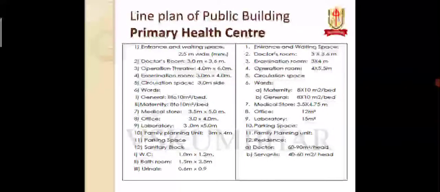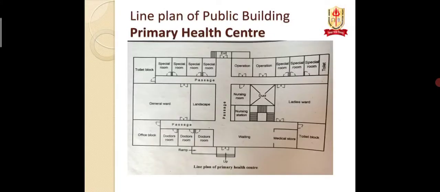The next one is a primary health center. In the primary health center, what we require: the entrance, waiting space, doctor's room, operation theaters, examination room, circulation space, wards. Since all this is a requirement and unit for the primary health center, we require a doctor, we require a laboratory, parking space, etc. So how can you plan? Simply you can plan like this.